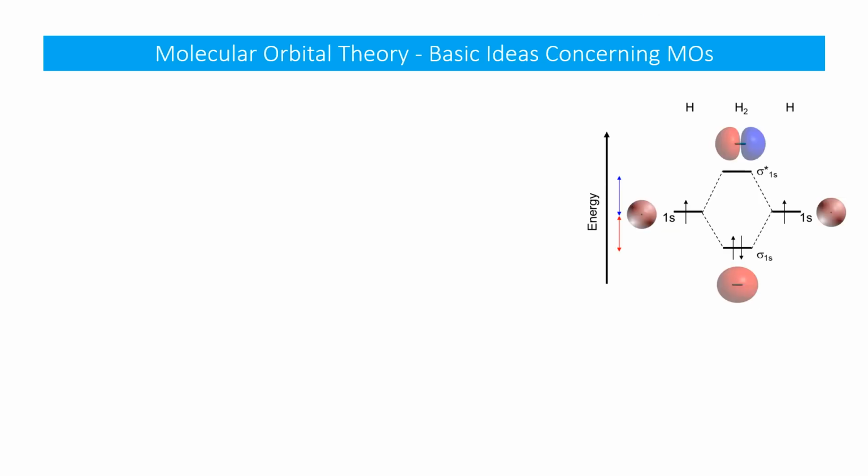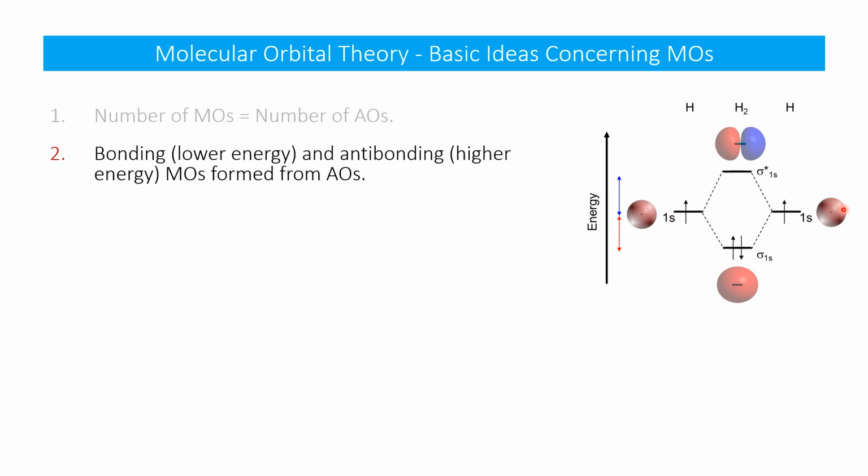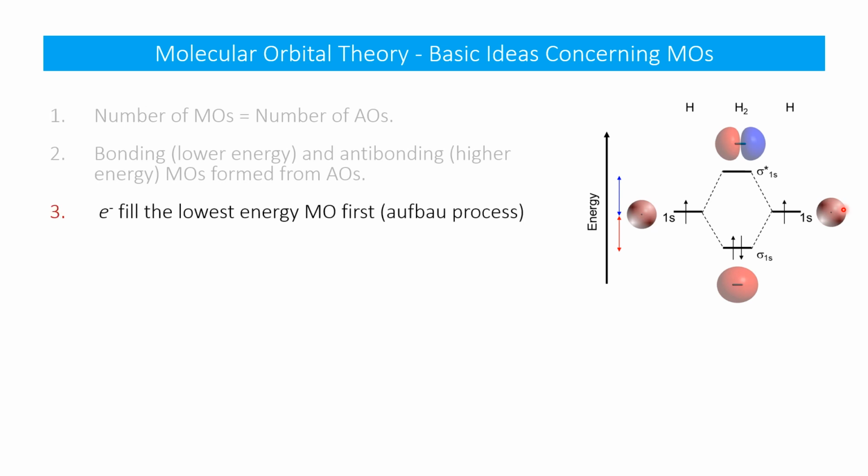Herein we have some basic ideas. You can see that the number of molecular orbitals generated equals the number of atomic orbitals combined. So in this case, we have two atomic orbitals combining together to give us two molecular orbitals. Realize that we have a lowering in energy, i.e. constructive overlap, and an increase in energy, i.e. destructive overlap.